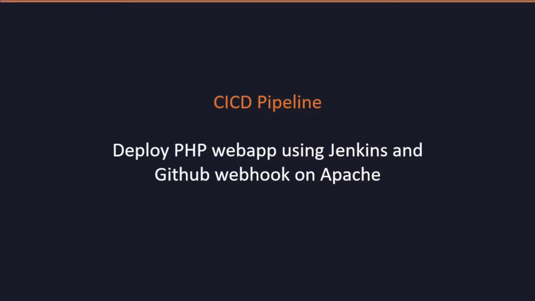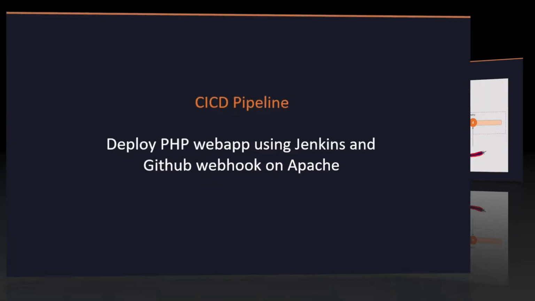In this video, we are going to learn how to deploy a PHP web application using Jenkins pipeline and GitHub on Apache web server. Moving forward, we will see more complex deployments and pipelines in the coming videos.